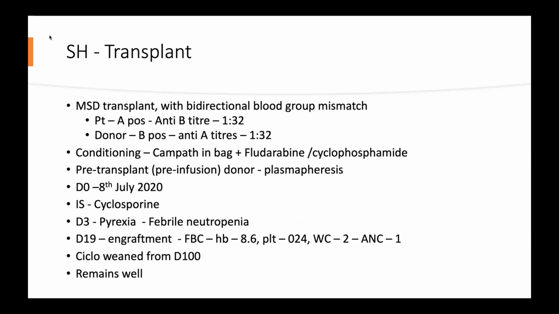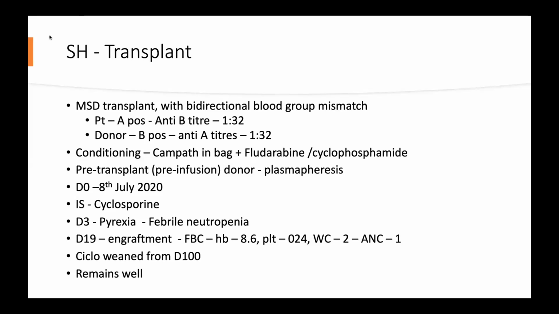He was a matched sibling donor with a bidirectional blood group mismatch. His conditioning was Campath in the bag, together with fludarabine and cyclophosphamide, and pre-transplant, the donor required plasmapheresis. So he had his day 0 infusion, the day of stem cell infusion, in July 2020.